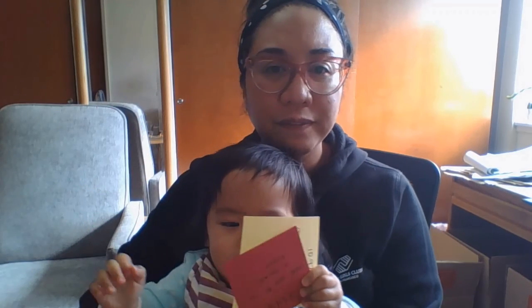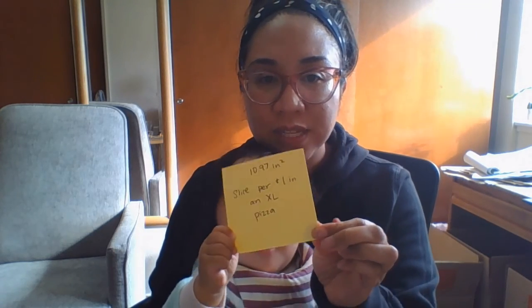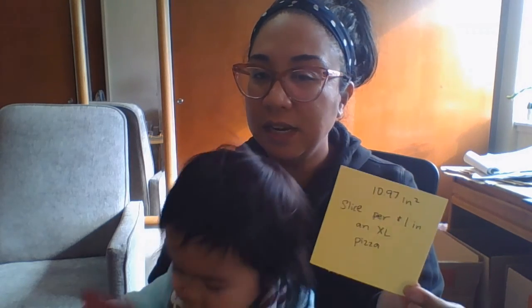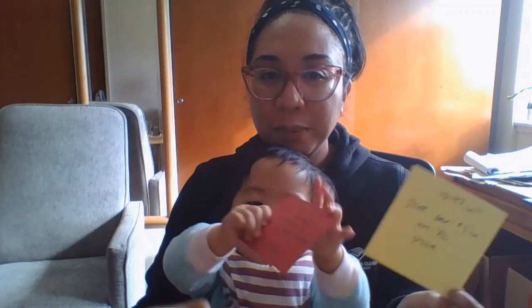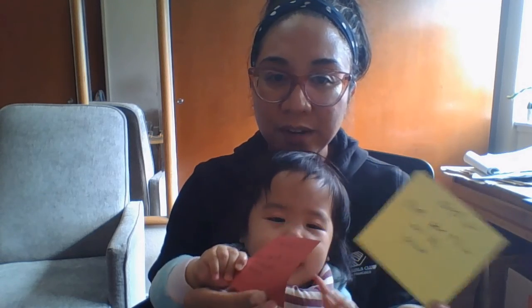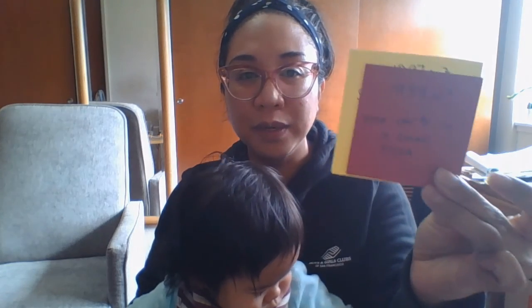All right, guys, just to further demonstrate my point, Lucy is going to show you how big 10.97 square inches of pizza is. So that's how much you would get per dollar in an extra large pizza. And now this is 9.34 square inches of pizza, the piece of pizza you would get per dollar when you get the smaller one. So if we compare those two, you can clearly see that you would get much more pizza per dollar if you get the extra large pizza versus the smaller one.